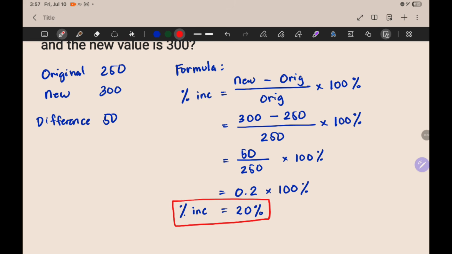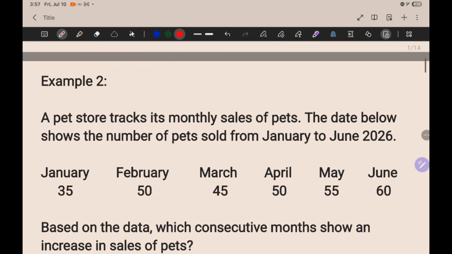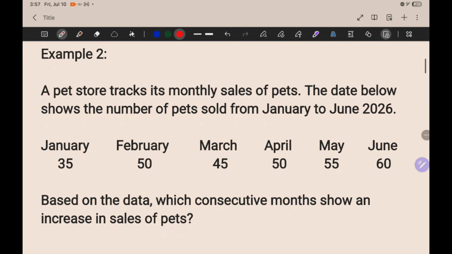Okay. So, let's now go to our second example para mas maintindihan natin. Example number 2. Dito naman, may given data tayo. A pet store tracks its monthly sales of pets. The data below shows the number of pets sold from January to June 2026. Nung January, meron tayong 35 na pets na nabenta. Nung February, meron siyang 50. Nung March, merong 45. Nung April may 50, nung May meron siyang 55, at nung June meron siyang 60. So based on the data, which consecutive months show an increase in sales of pets?